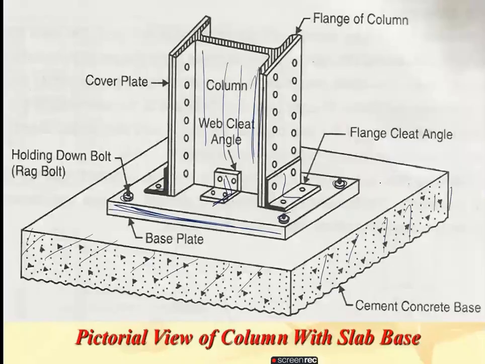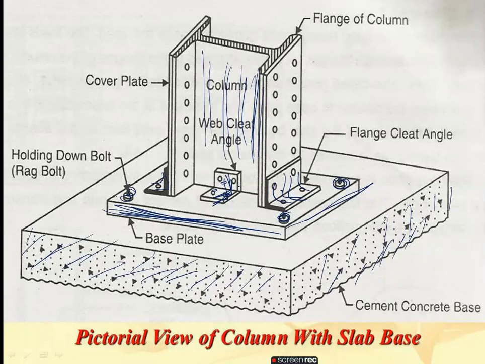If you observe this, this is the foundation, maybe this is the cement concrete base. This one is the column, and this one we call a web cleat angle. Whenever the cleat angles are attached to the column, there will be a base plate like this, and these are the bolts. So this one we call a slab base. Generally these are used in columns carrying very small loads.